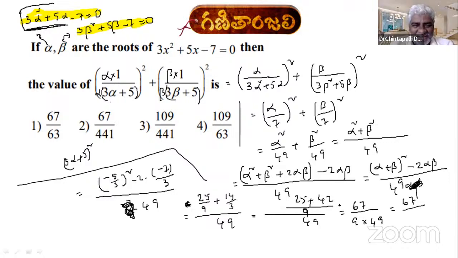Because there is no possibility for 63. Only possibility is for 441. Right. Yeah, 9 9s are 81. 8, 36 plus 8, 44. Yeah, 441, right.